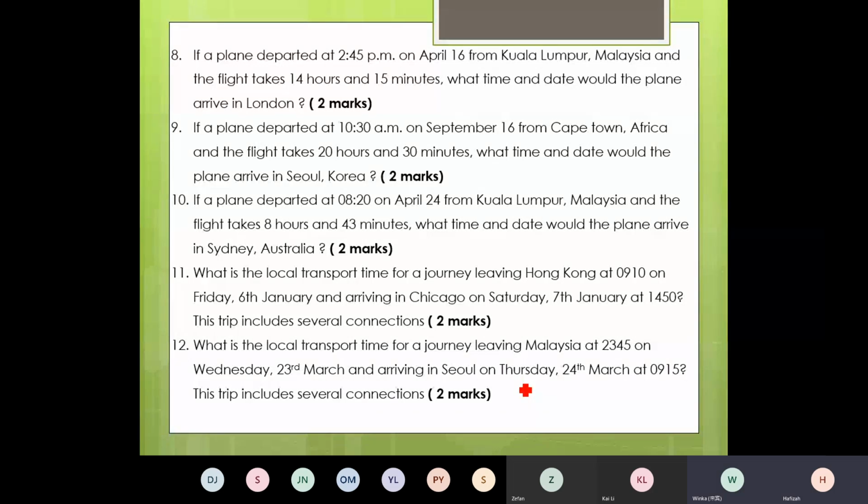Cheng Mun, did you get 21? Yes, Miss. Kylie, did you get 21? Yes, Miss. Sharon? Still calculating, Miss. Still calculating. Devian, did you get? Yeah, 21, right, Miss? Yes, yeah, 21.